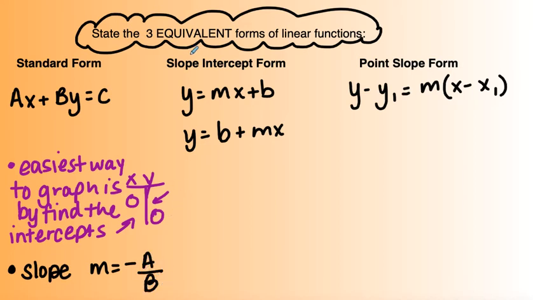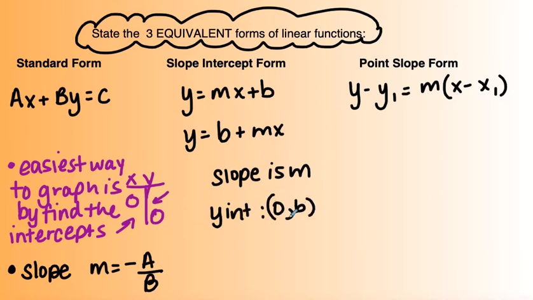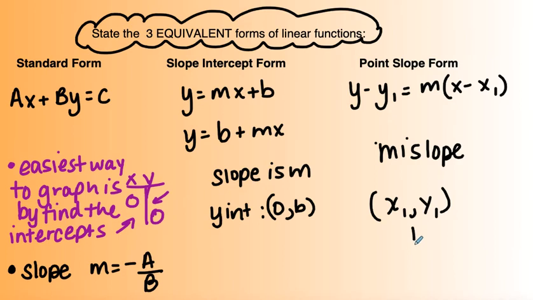All right, slope-intercept form, we know that the slope is m, and we know that the y-intercept is (0, b). And remember, we always write our intercepts as a coordinate point. Point-slope form, we know that m again is the slope. And we know that (x1, y1) represents a point on the line.